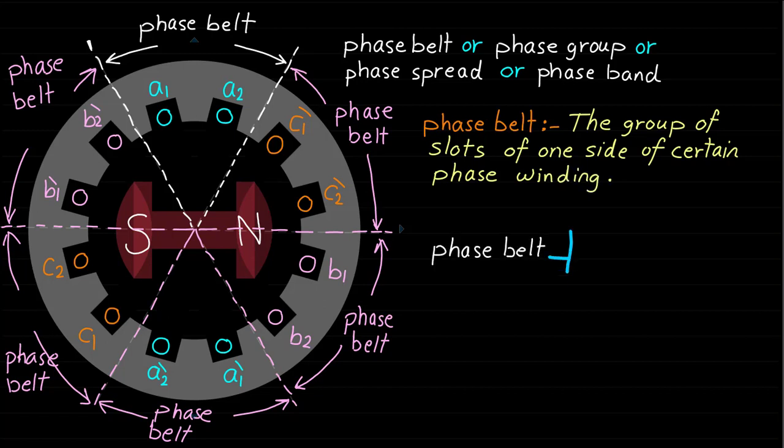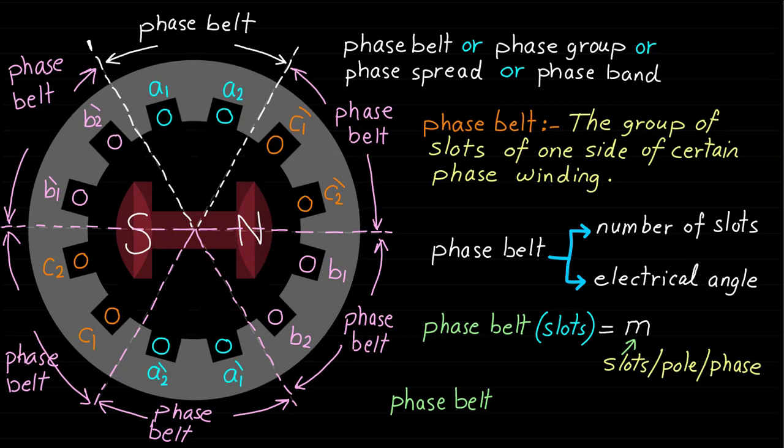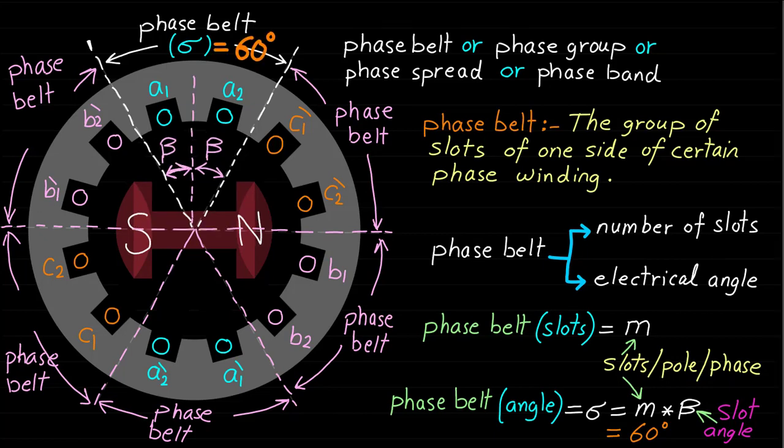The phase belt can be represented either by the number of slots or by electrical angle. If the phase belt is represented by the number of slots, then it will equal the slots per pole per phase, M. In this example, M is equal to 2 slots. If the phase belt is represented by electrical angle, then it can be denoted by sigma and will equal M multiplied by beta, where beta is the slot angle. In this example, the phase belt angle sigma is equal to 60° electrical. It should be noted here that the phase belt angle sigma of practical three-phase machines is usually equal to 60° electrical. Now pay attention to this point.